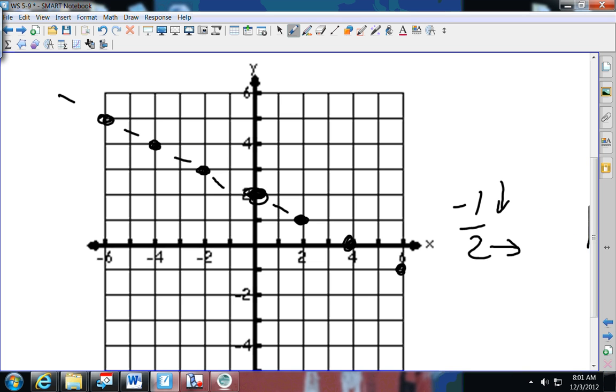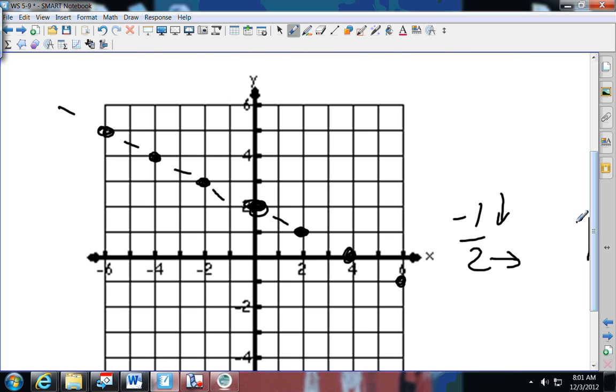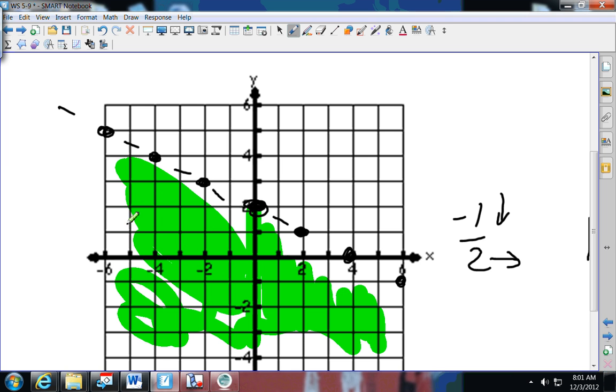Then it says to shade, it is less than, so we shade below. So it's below, so go to the y-intercept, draw a line down, and it's everything below down here. Color, color.